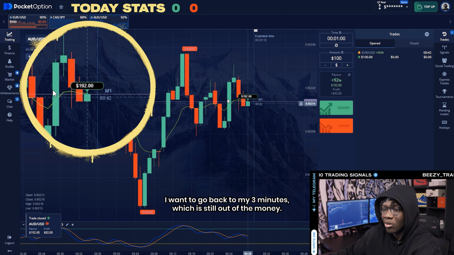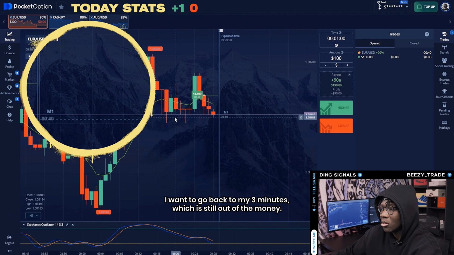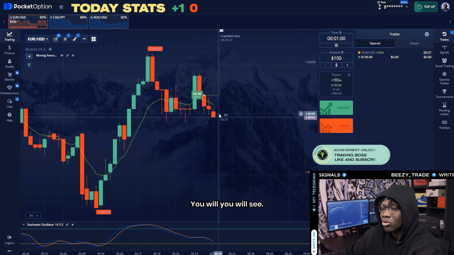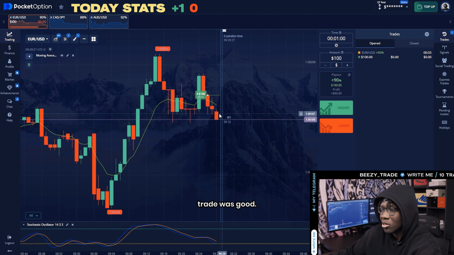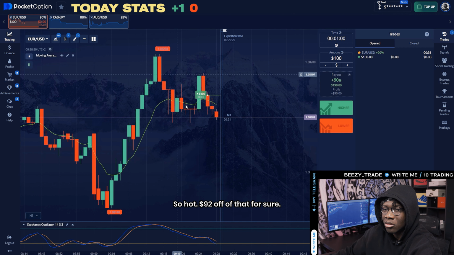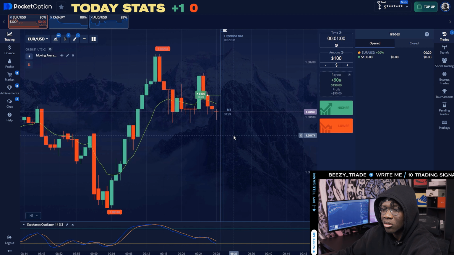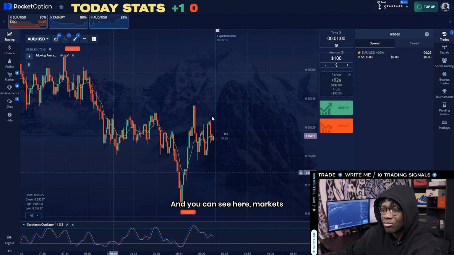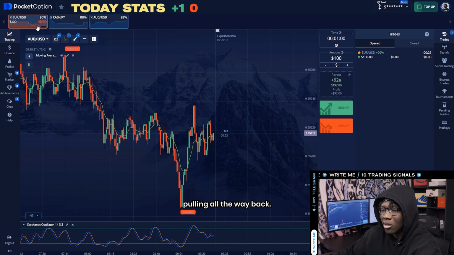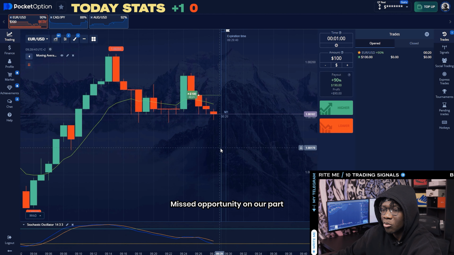So we've got about 12 seconds. I want to go back to my 3 minutes, which is still out of the money. Euro USD, I thought my trade was good. So we got $92 off of that for sure. And you can see here, the market drilling all the way back. Missed opportunity on our part.